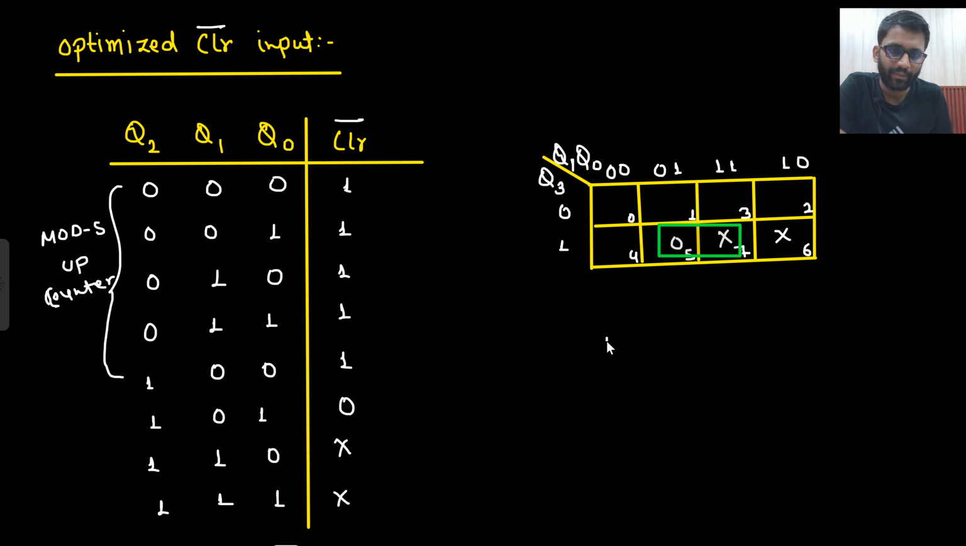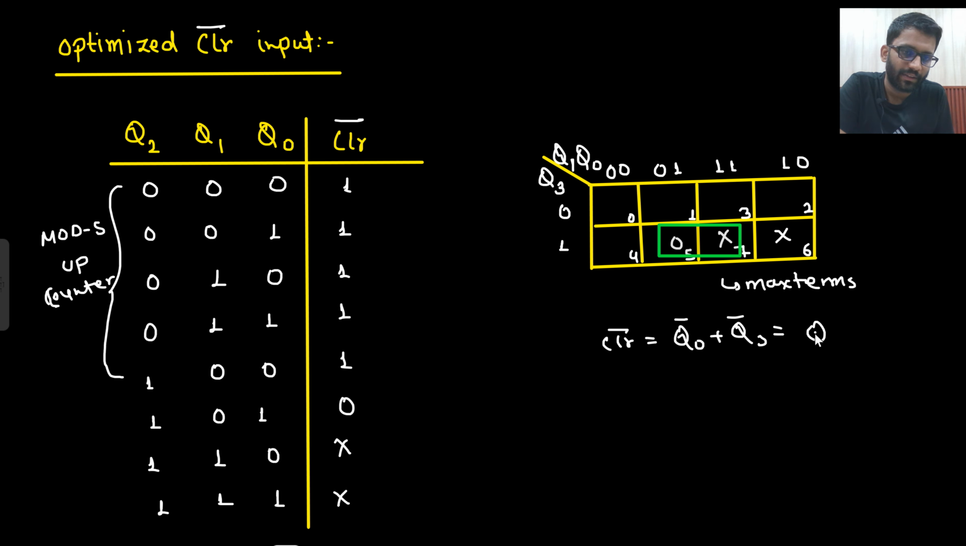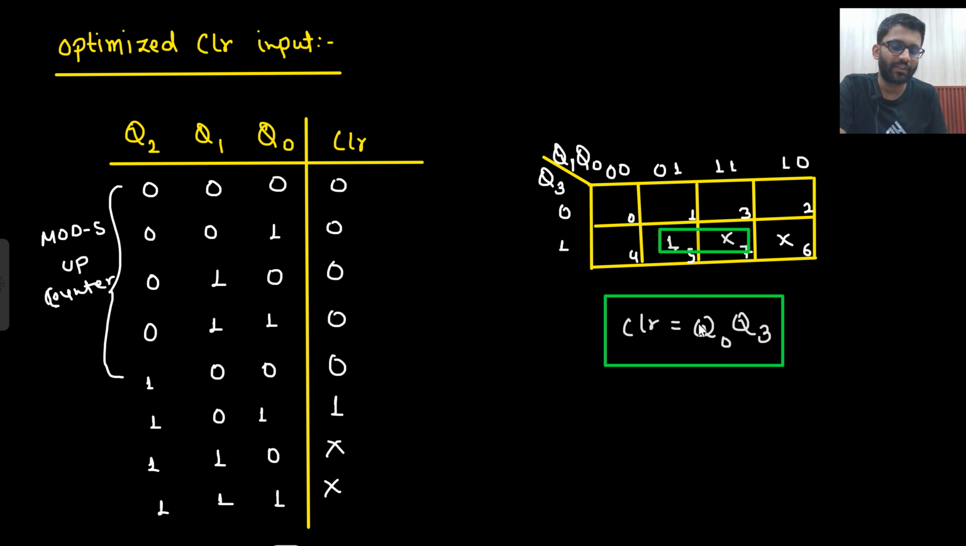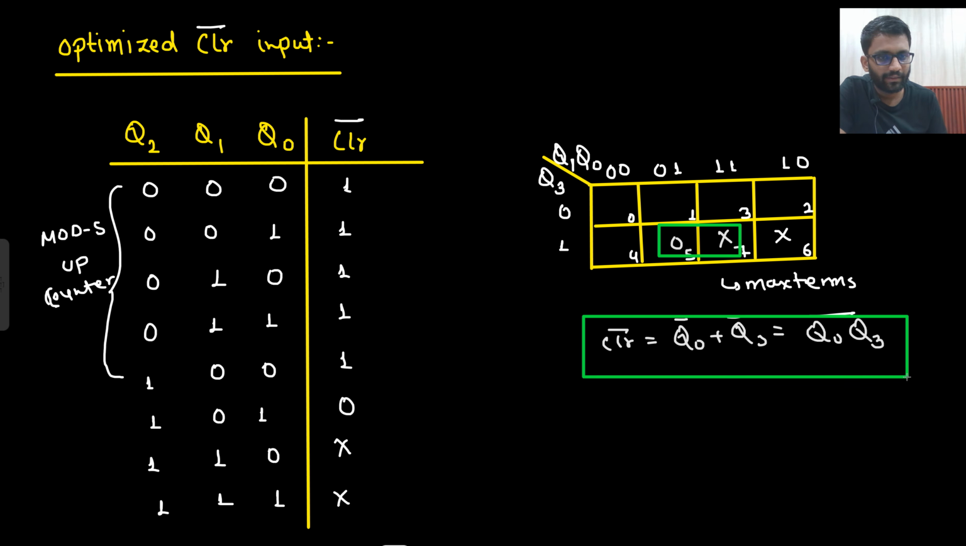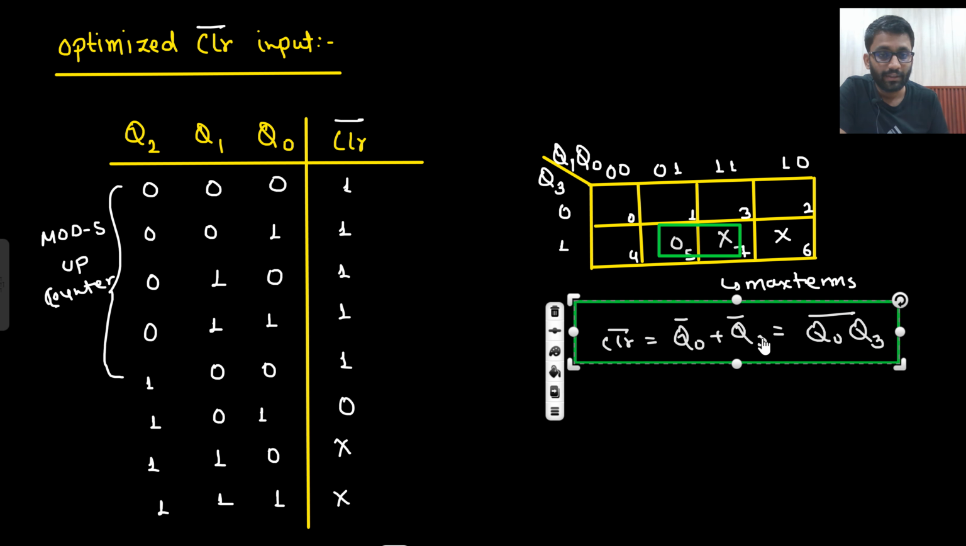So what will be my clear bar? Since I am using max terms here, 1 1 is constant, so that would be q0 bar plus here it is q3 bar, which can be written as q0 q3 bar. In this case you are getting q0 q3, and here you are getting q0 q3 bar only. So if clear bar is there, just the complement of that will come, right?